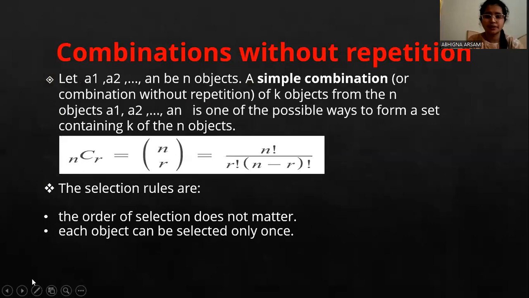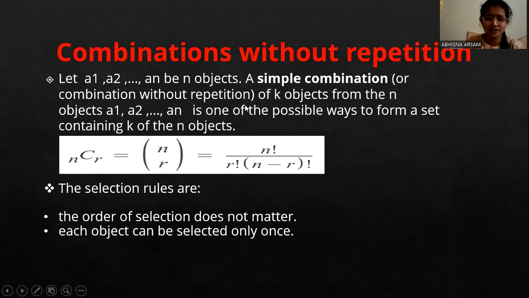Combination without repetition, which means combination without replacement. It involves selecting items from the set where each item can be chosen only once. Here the order doesn't matter. It means that the same objects selected in different orders cannot be regarded as different combinations.